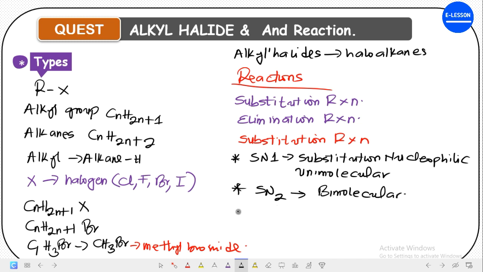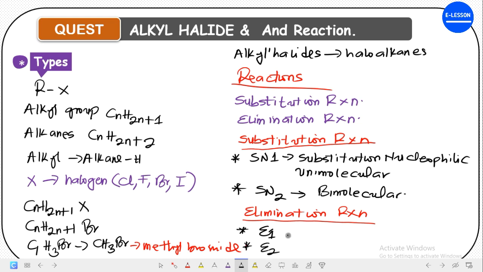Then we have the elimination reactions, which are further classified into 3. We have E1, which is elimination reaction, unimolecular. Are you getting it now? And then we have E2, elimination reaction bimolecular, and then we have what is called E1CB. Now, these are the various kinds of reactions that the alkyl halides can undergo.